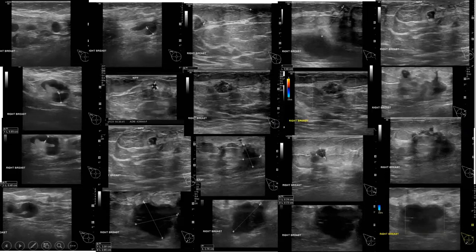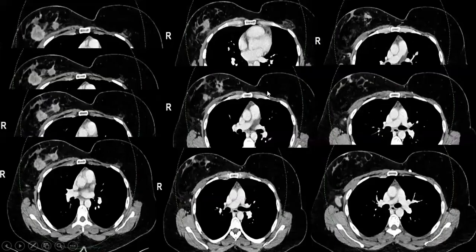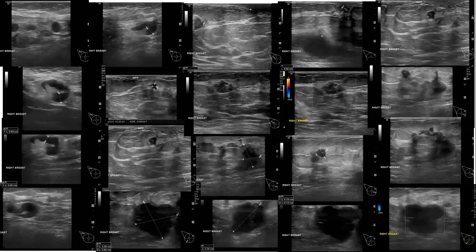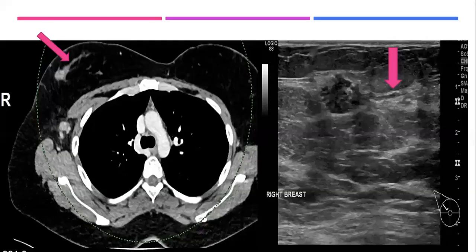Okay, upper inner. So this is what we have seen, all representing, and even here you have duct extension to the nipple. So this is a case of multicentric disease. It confirms that it is multicentric.